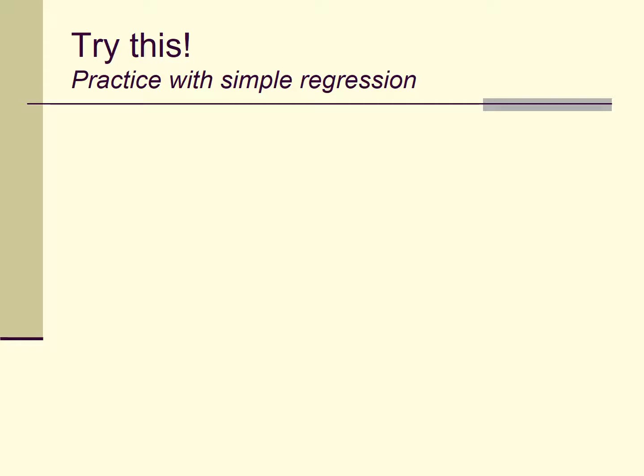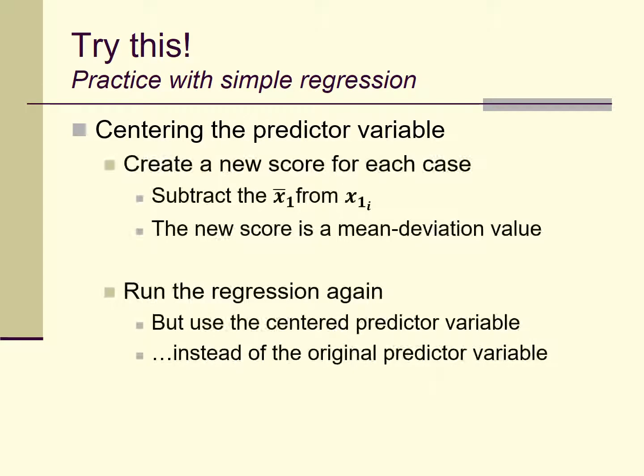As I mentioned in the previous lecture, there's a procedure called centering the predictor variable, where we create a new score for each case, that is each person in our data set, by subtracting the mean for the predictor variable from that individual person's value on that predictor variable. So for each person, we take whatever his or her score is for heart rate, our predictor variable, and subtract from that value the average of everyone's heart rates averaged together. This creates a new score that's called a mean deviation value.